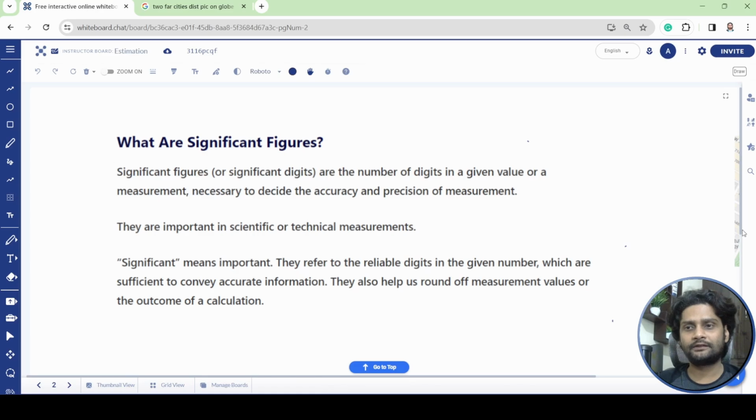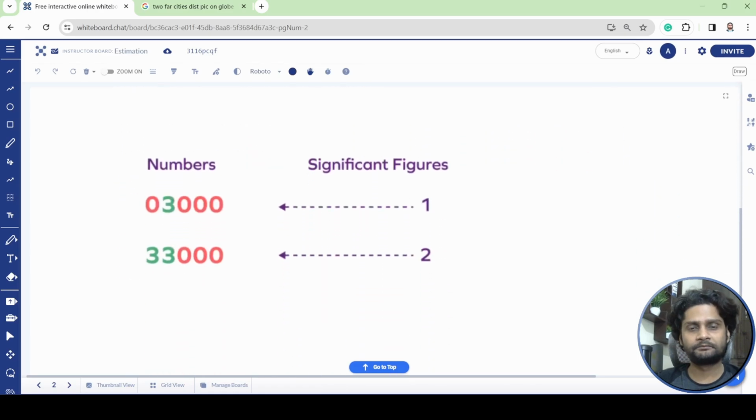Now let's take an example. There are certain numbers. The first number has just one significant figure. It's shown over here. The second number has just two significant figures. So you must be thinking, are zeros always insignificant? Students, sometimes zeros are significant and sometimes not, and that's what we'll be learning in upcoming examples.